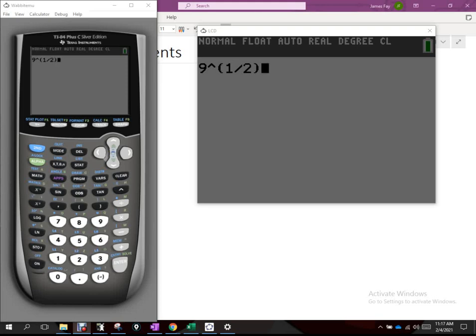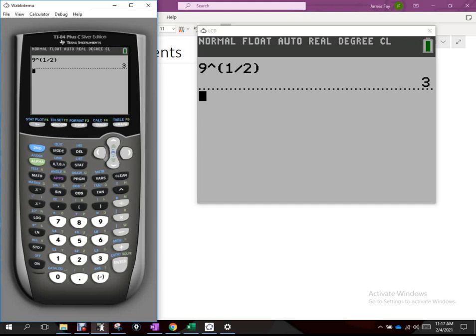Gives you 3. What's another way that you know how to get 3 from 9? Maybe dividing 9 by 3, that would work. Let me do this. What's that thing? Square root, okay? So if I take 9 and take the square root, I also get 3.